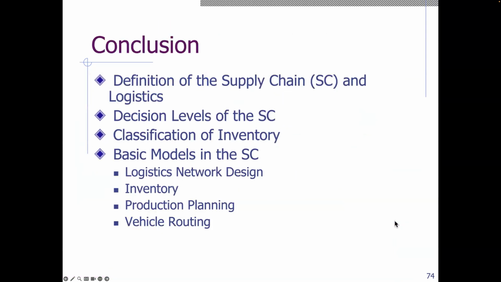Conclusion. I have talked about my definition of supply chain and logistics, the 3 decision levels, and then the classification of inventory. And then I talked about several models in the SC, they are logistics network design, inventory models such as safety stock allocation and inventory policy optimization. Then I showed you the production planning models such as lot sizing and scheduling. And finally sketched the vehicle routing model.